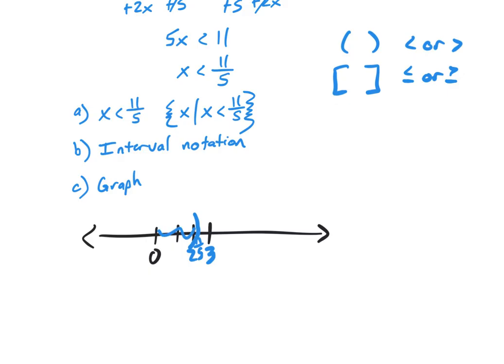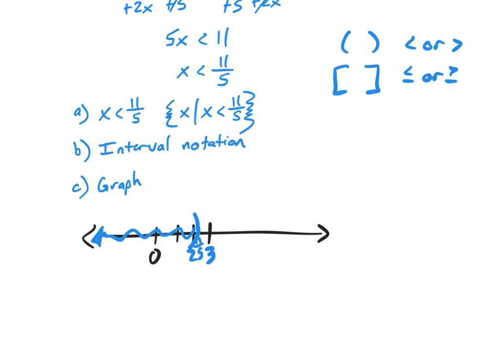And then we're going to shade it to the left. So we're saying all numbers less than 11/5 would make this work. Anything that falls in this little shaded area should be a solution. So here we're going to have a lot of numbers that work. I could plug in like 0 and 1 and things like that if I wanted to check it.